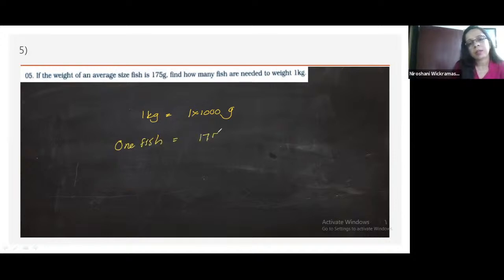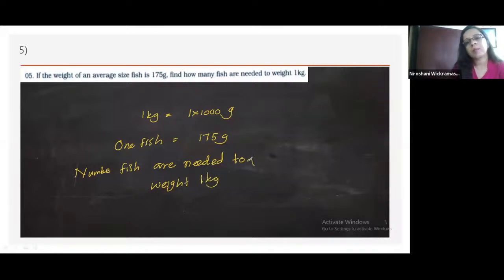equals 175 grams. Number of fish needed to weigh 1 kilogram equals 1000 divided by 175. We don't have 1000 nearly. 175, 175. 350, 350, 350, 700.